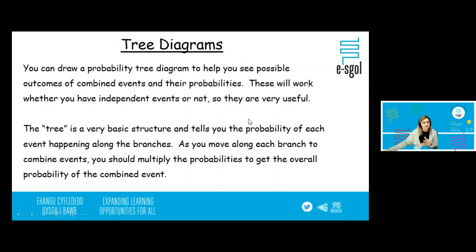Okay, we're going to look now at the aim of the lesson, which is our tree diagrams. Now, you can draw a probability tree diagram to help you see possible outcomes of combined events and their probabilities. Now, these will work whether you have independent events or not, and so that makes them really useful for your GCSE that you will be sitting soon. So the tree is not actually a drawing of a tree. It's the lines that we use. It's a very basic structure. It tells us the probability of every event happening along what are going to be called the branches. And as you move along each branch, you'll combine the events, and you're going to multiply the probabilities to get the overall probability of the combined event.